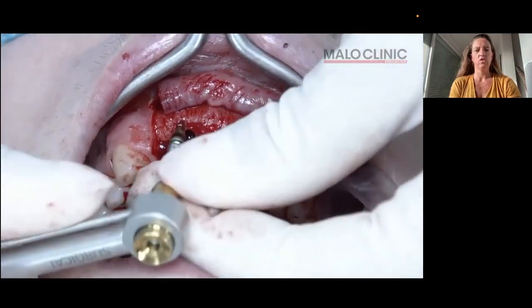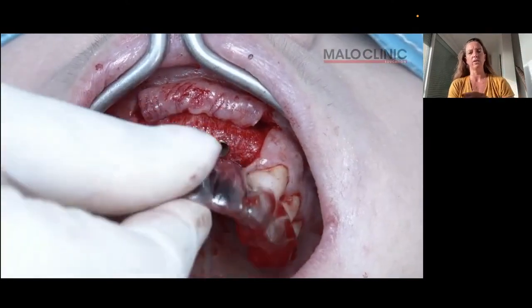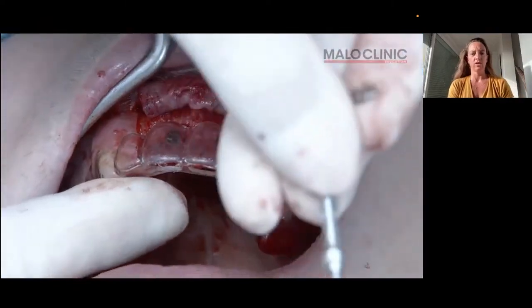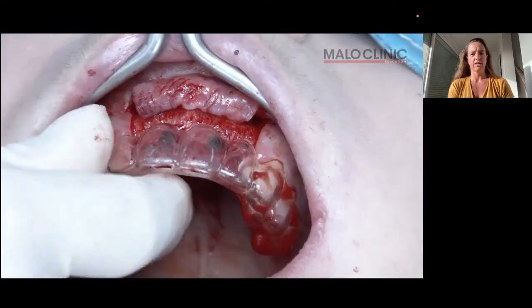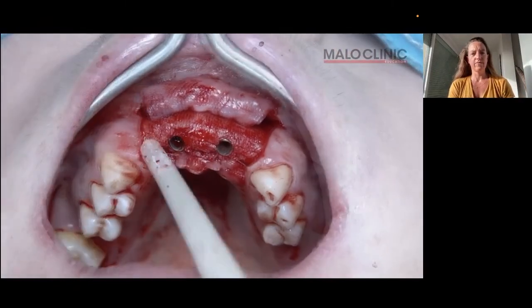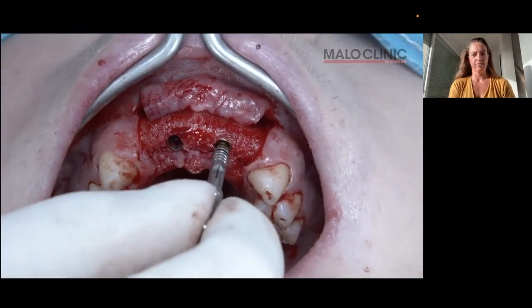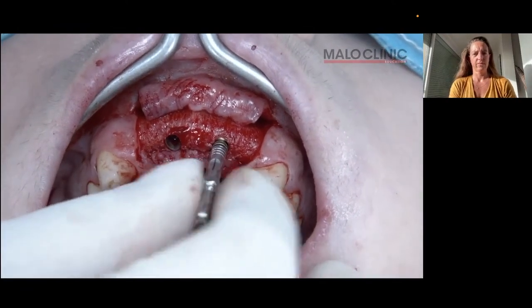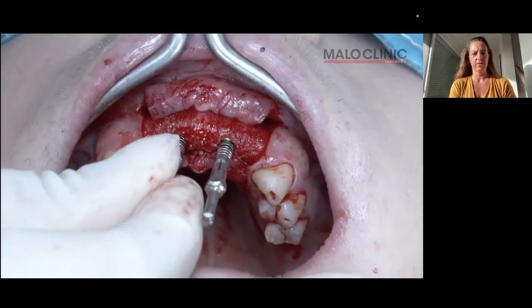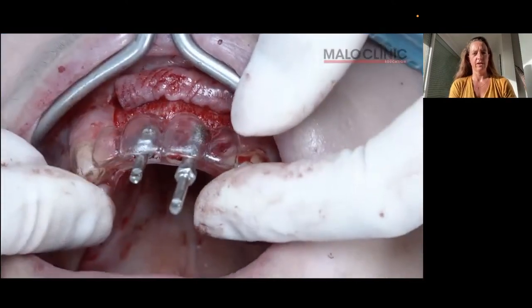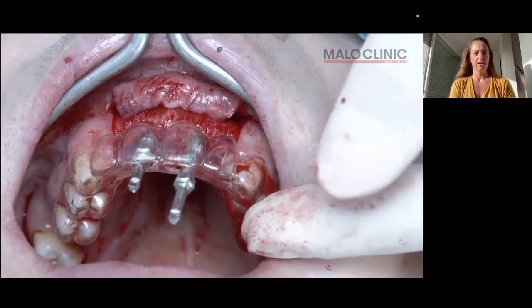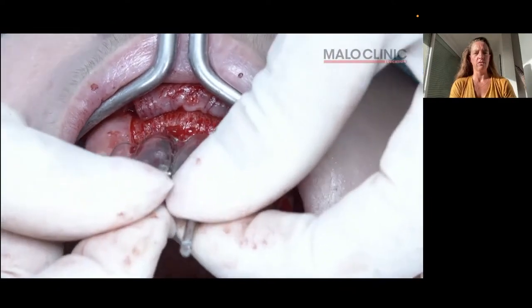Okay, and you see this line, so it has to be facing this line to the buccal side, as you can see here. Okay, so now I'm happy, exactly where I want them to come out.